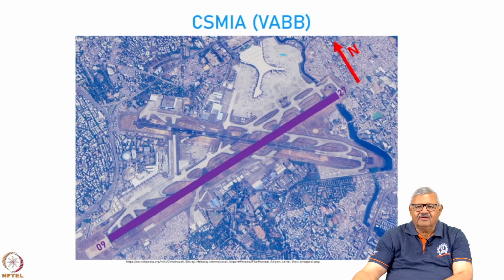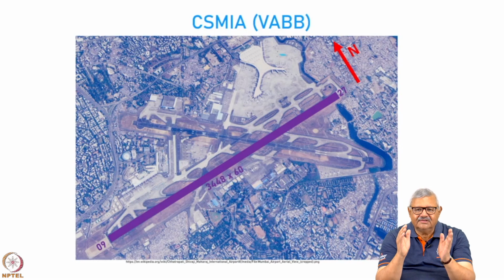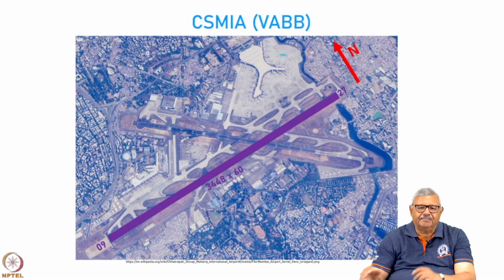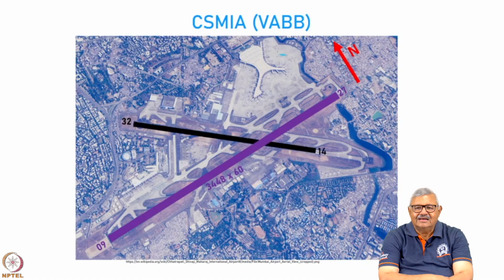This is the main runway which is 3448 meters long and 60 meters wide, and that is, by the way, the pavement, that is the structural pavement or the runway available. Similarly, you also have a secondary runway which is 3214. It is a thinner runway. The width is only 45 meters and the length also is smaller, it is 2871 meters.